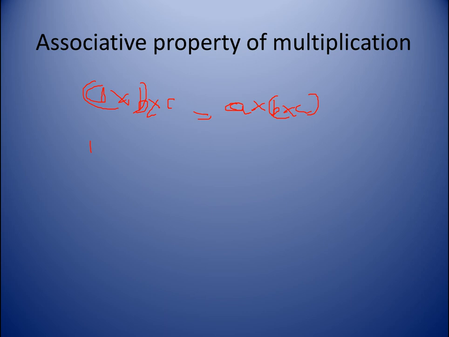Take an example: 1 into 2 into 3. We will take an example to this equation. So here also 1 into 2 into 3. You know that 2 threes are 6, so 1 into 6 is equal to 2 into 3. See, 2 threes are 6 and 1 sixes is also 6. So multiplication is associative for integers.